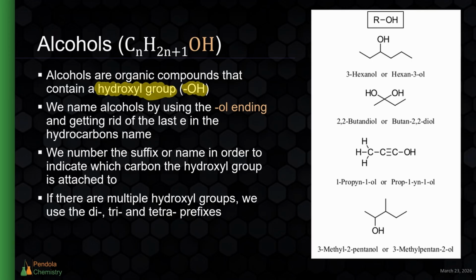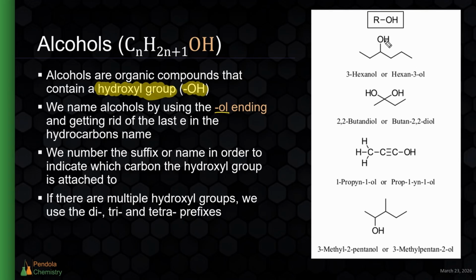Now we name alcohols by a very similar method to halogenoalkanes, but instead of adding a prefix, we are going to add a suffix, specifically the OL suffix or OL ending. So we're going to add an OL ending for the alcohols for the hydroxyl group, and we're going to number that ending if we have the hydroxyl group where it could be attached in multiple places. And again, if there are multiple hydroxyl groups, we'll use di, tri, or tetra. So diol, triol, or tetraol.